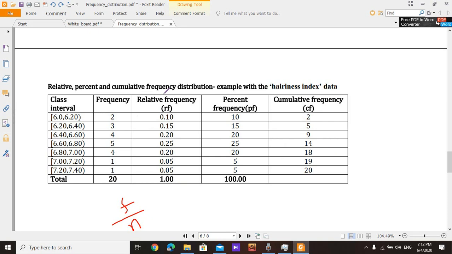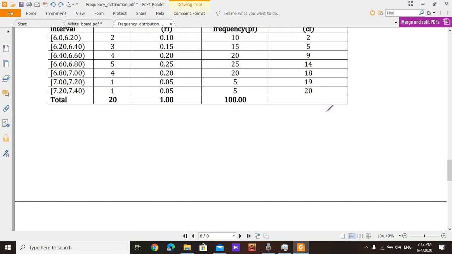So we have relative frequency, percent frequency, and cumulative frequency from a frequency distribution. Aggregately we can call them the frequency distribution, relative frequency distribution, percent frequency distribution, and cumulative frequency distribution.